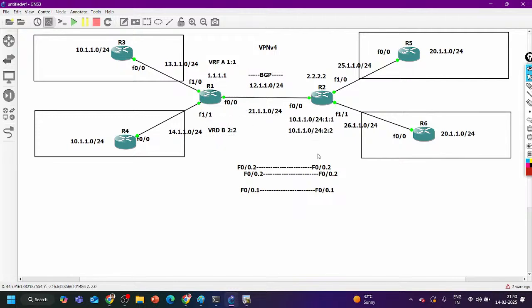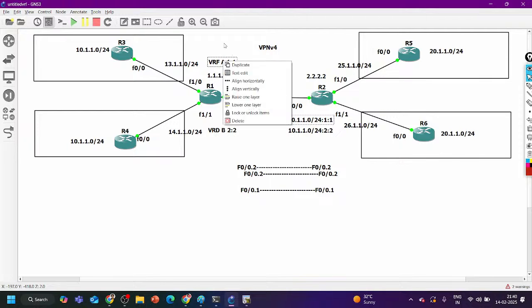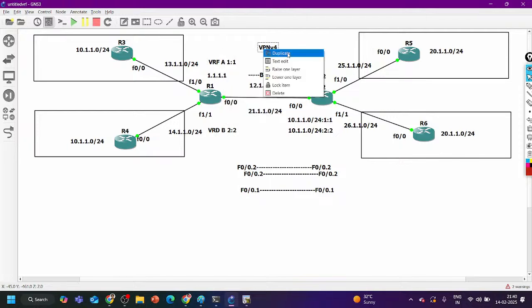Now how will router 2 get to know which prefix I need to inject in VRF A and which prefix I need to inject in VRF B? So to import or export prefixes of a VRF, we have the concept of the RT value, right? RD and RT, these are 2 terms.